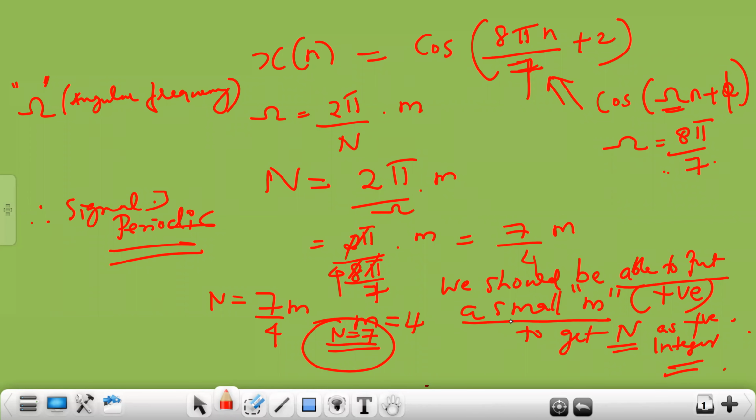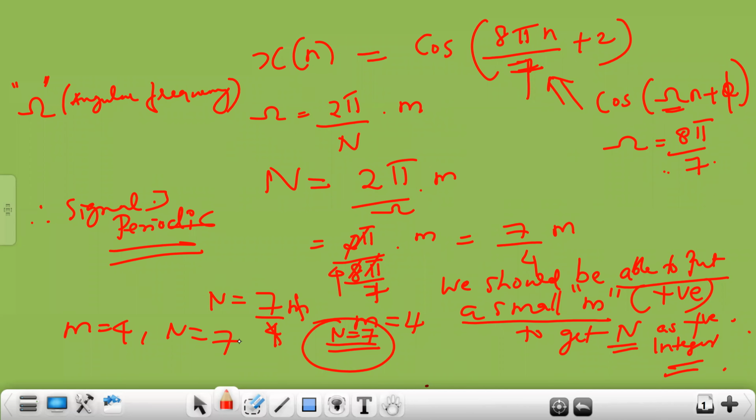In that case, we can say that the signal is periodic. And what is the period? After putting m equal to 4, the 4 will get cancelled, so the answer is 7. Only for m equal to 4 you are getting 7. If you put 3, the answer is 21 by 4, which is not an integer. If you put 5, it is 35 by 4, which is a decimal value. It should be a non-decimal positive integer value for N. So you get it only for m equal to 4 because 4 has to cancel.